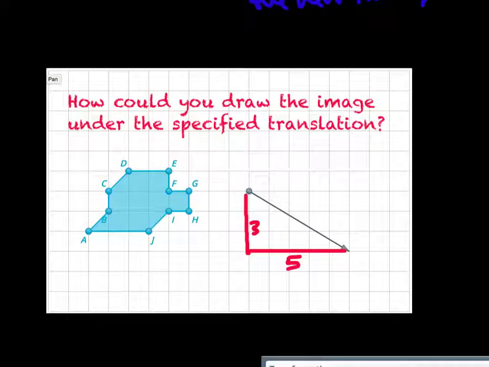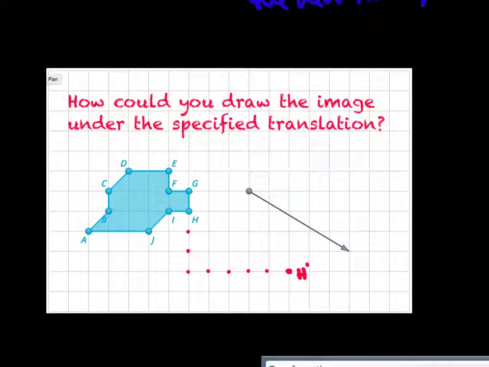So every single one of my points, if I were to look at this, I'm going to erase this now so that way I have more space. So every single one of my points is going to go down 3 units and over 5. So let's start with point H. If I were to do that, I need to go down 3 units, 1, 2, 3, and over 5, 1, 2, 3, 4, 5. And that's my new H point, and that would be H prime.